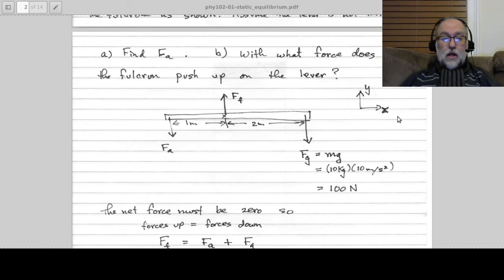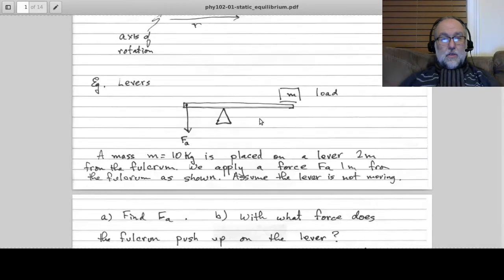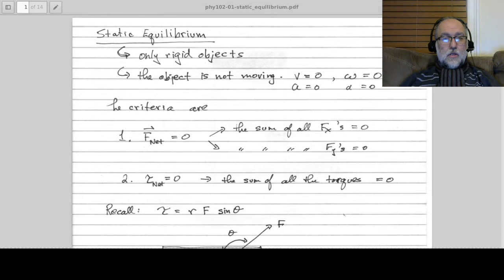All right, and I give you some coordinates here, x and y, but this problem has no x component at all. Okay, it only has forces that are either down or up. All right, so think about the criteria. Let's scroll back so that we could see them again. All right, so the first one is that the net force is equal to 0.